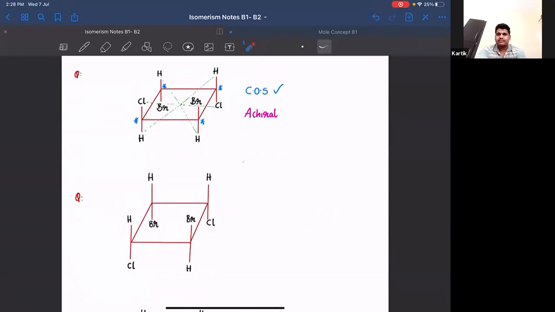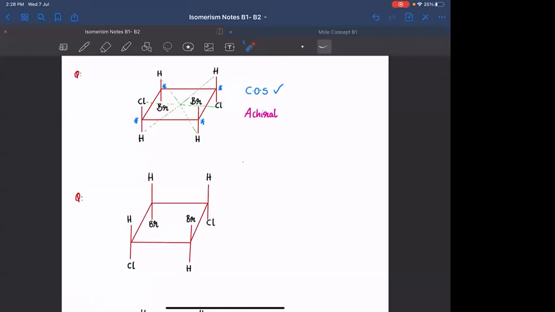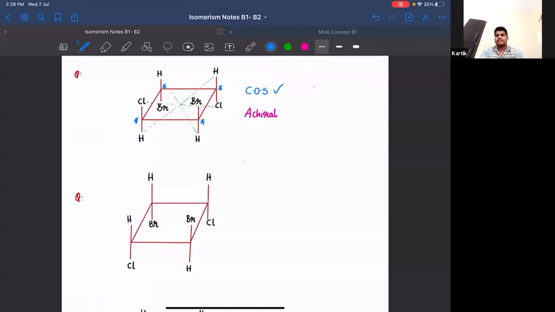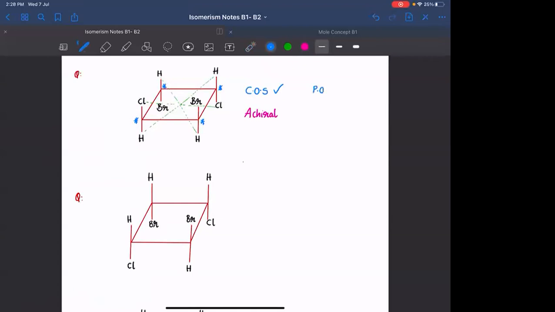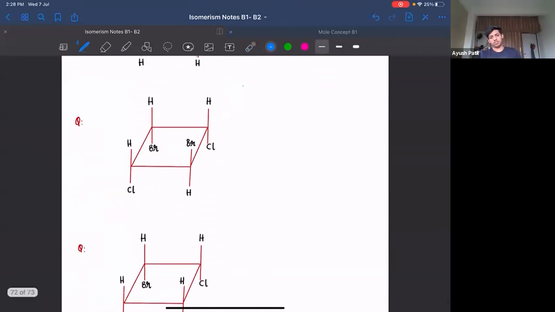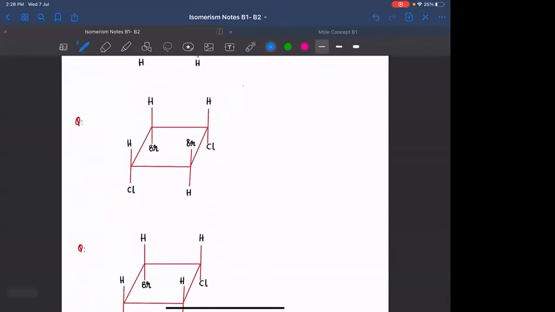Chiral. Okay, good. What is the reason for that? Plane of symmetry. यहाँ पे plane of symmetry. इस case में there is no plane of symmetry, but in the next example there is plane of symmetry. How many of you are having doubt in identifying plane of symmetry in this example?